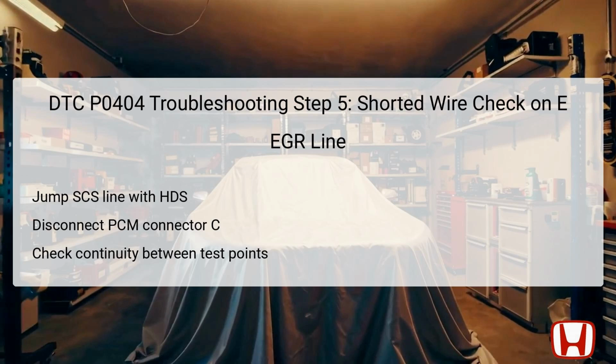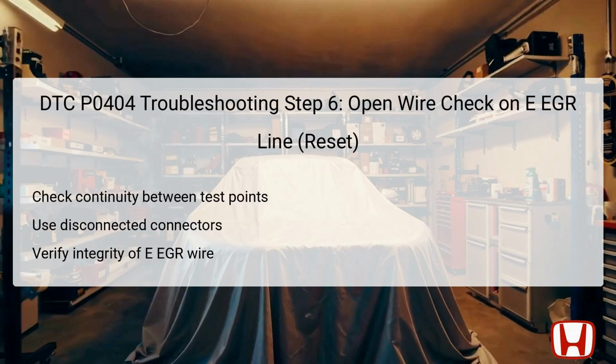If there is no continuity, then the wiring is intact and the fault originates elsewhere. Identifying shorts in this line is crucial because a short can cause erratic EGR valve operation and false DTC triggers. This step further verifies the integrity of the EGR wiring.